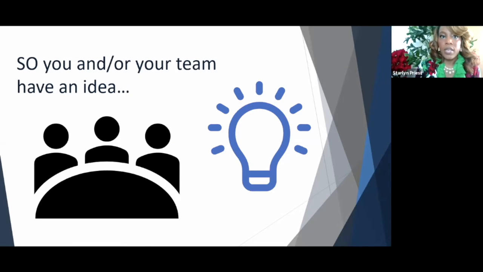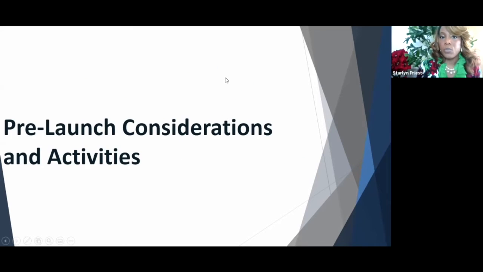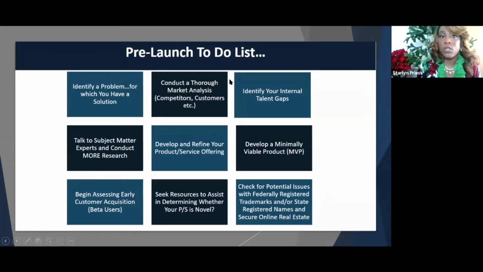So we kind of start at the beginning. You and your team have an idea for a startup. Maybe it's a project that you've been working on, or maybe you're just in the brainstorming stage of a company idea. What are some of the things that you need to do in advance of forming an actual company? So some of these pre-launch considerations would be, at this point, if you're thinking about starting a company, you should have identified a problem for which you have a solution.